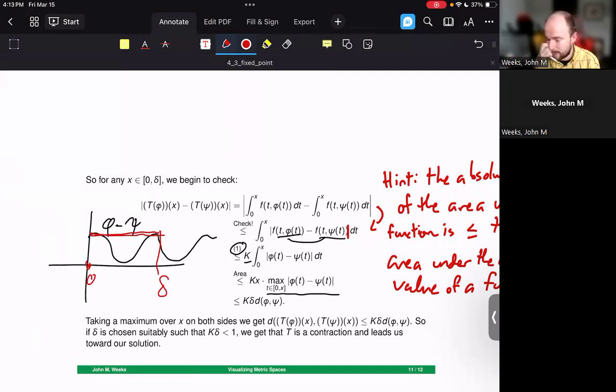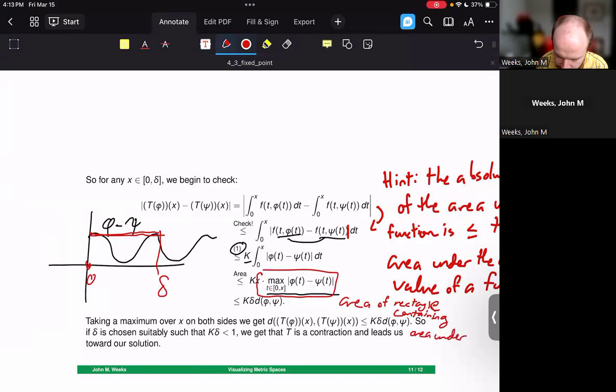So something like this is what you end up getting, that this is the area of a rectangle containing the area under the curve phi minus psi. But we know that this maximum here is itself bounded, and that's because it's exactly the distance between phi and psi inside of this particular space.